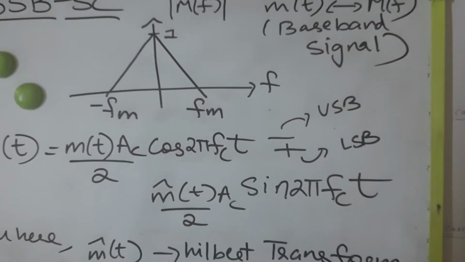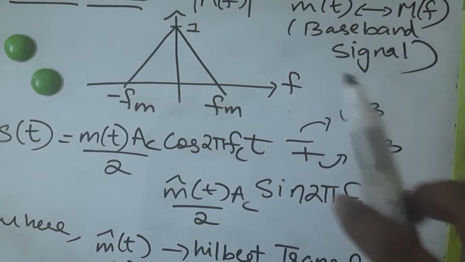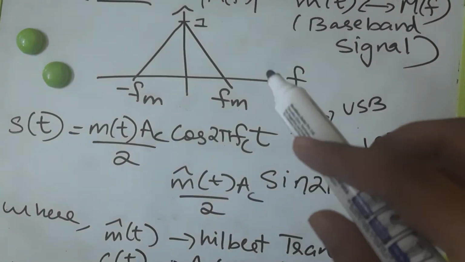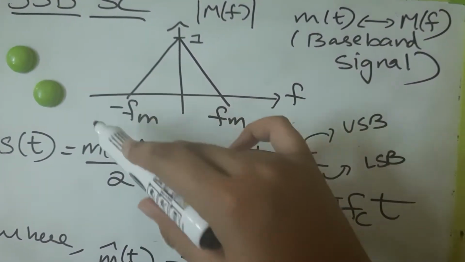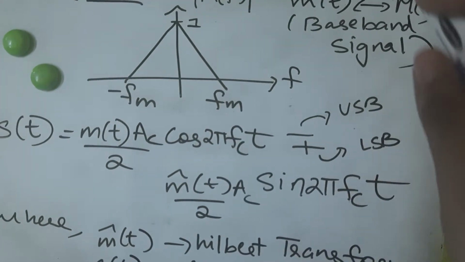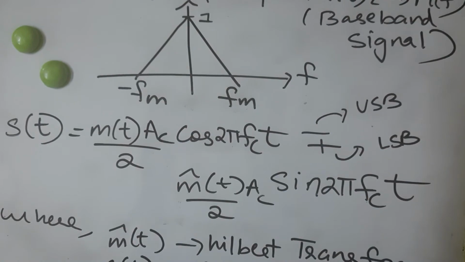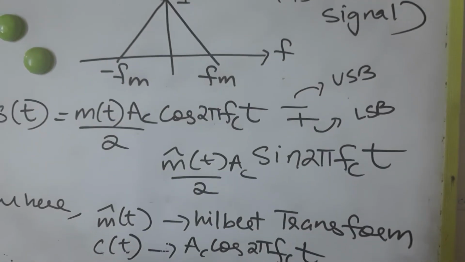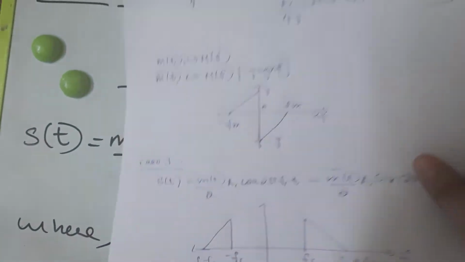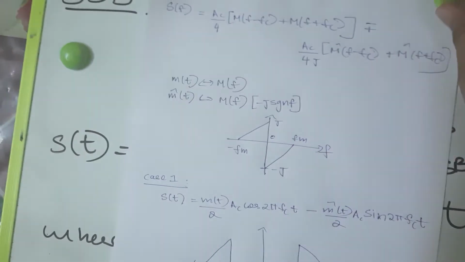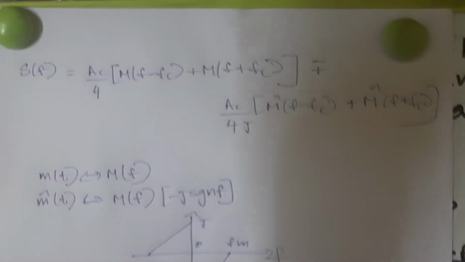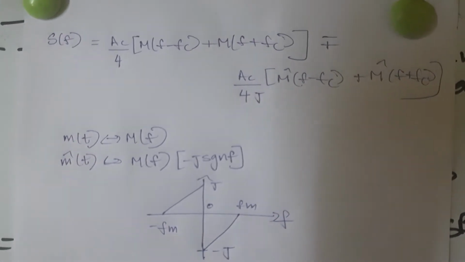Now the main difference here is I am using a baseband signal m of t. Baseband signal means one in which the frequencies are properly defined, like -fm to fm. Now let me show you what will happen after I take the Fourier transform of this whole s of t. This is how my Fourier transform will look.